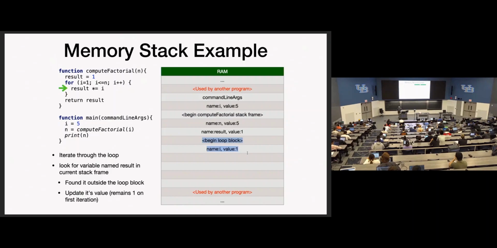So if we had nested conditionals and loops and all kinds of blocks inside blocks inside blocks, we're going to keep expanding our search until we find the variable that we're looking for. If we get to the stack frame and haven't found it, then we get a compiler error or a runtime error, depending on the language. We get some kind of error, variable can't be found.